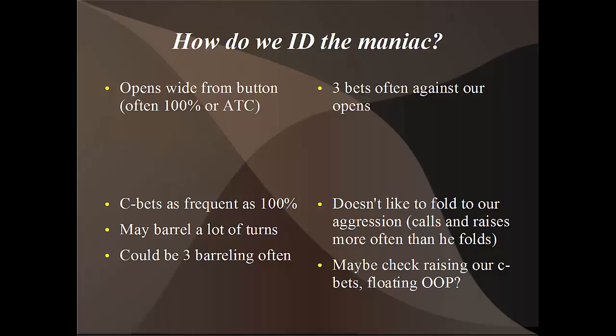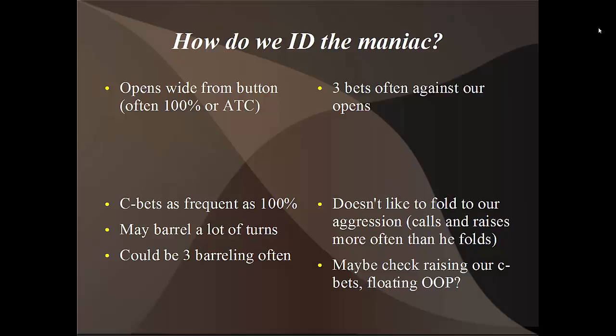They're also not going to want to fold to our aggression, so they're going to probably call more often. They may re-raise us more often, but they will almost certainly fold less often. And they might be check-raising our c-bets, floating us out of position, floating us in position if we 3-bet pre-flop.